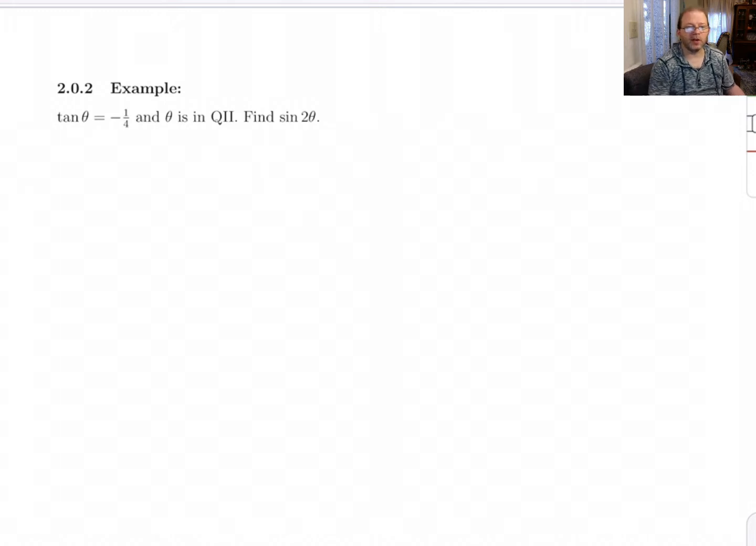All right, let's look at this example. Tan theta is -1/4 and theta is in quadrant 2. Find sine of 2 theta. All right, so sine of 2 theta is 2 sine theta cosine theta.